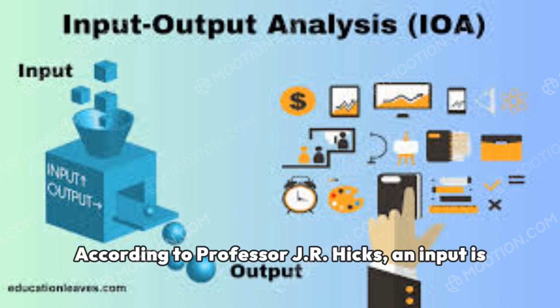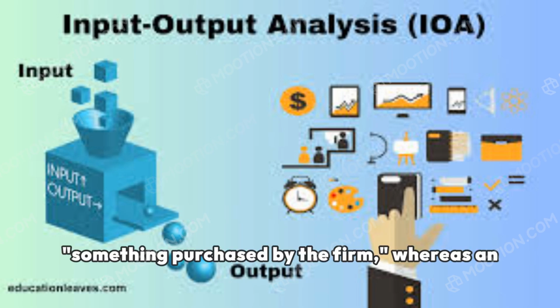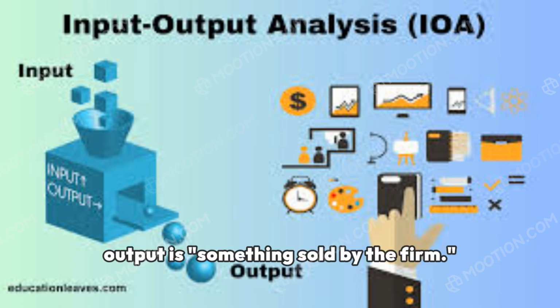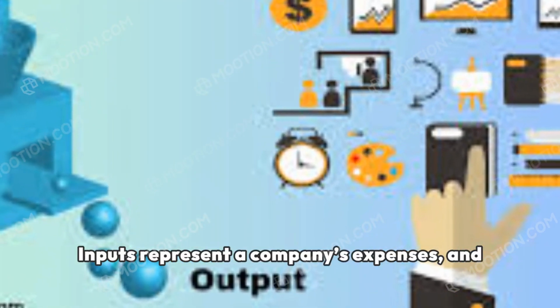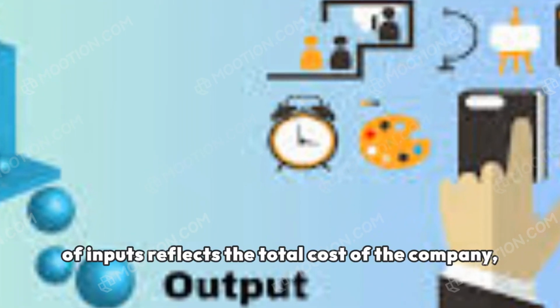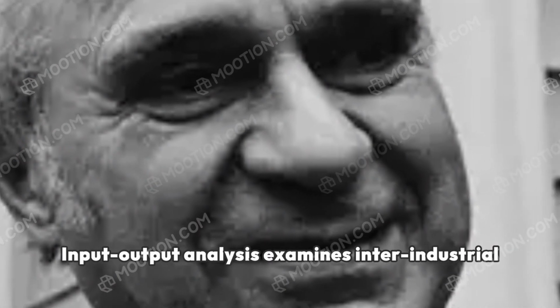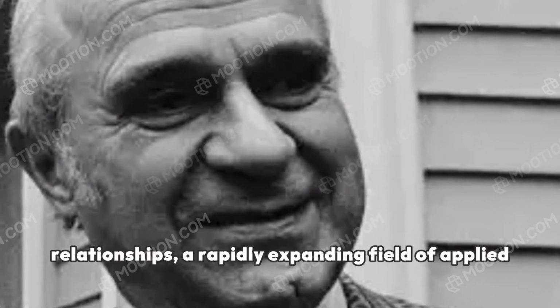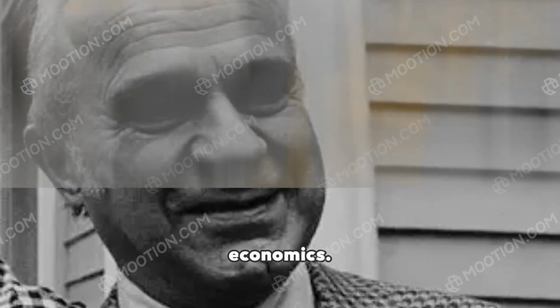According to Professor J.R. Hicks, an input is something purchased by the firm, whereas an output is something sold by the firm. Inputs represent a company's expenses, and outputs represent its revenues. The financial value of inputs reflects the total cost of the company, while the financial value of outputs reflects its total revenue. Input-output analysis examines inter-industrial relationships, a rapidly expanding field of applied economics.